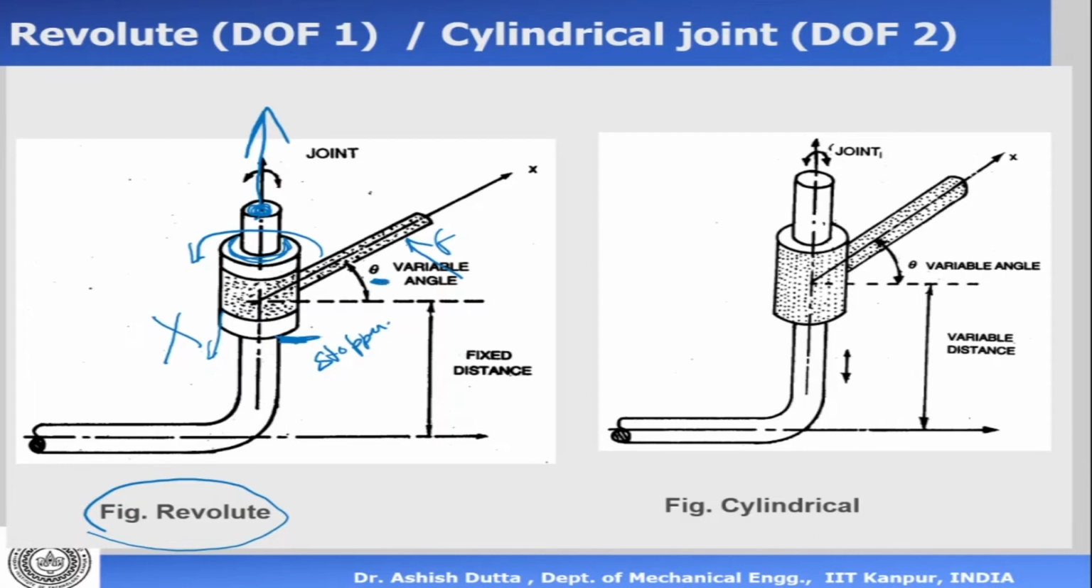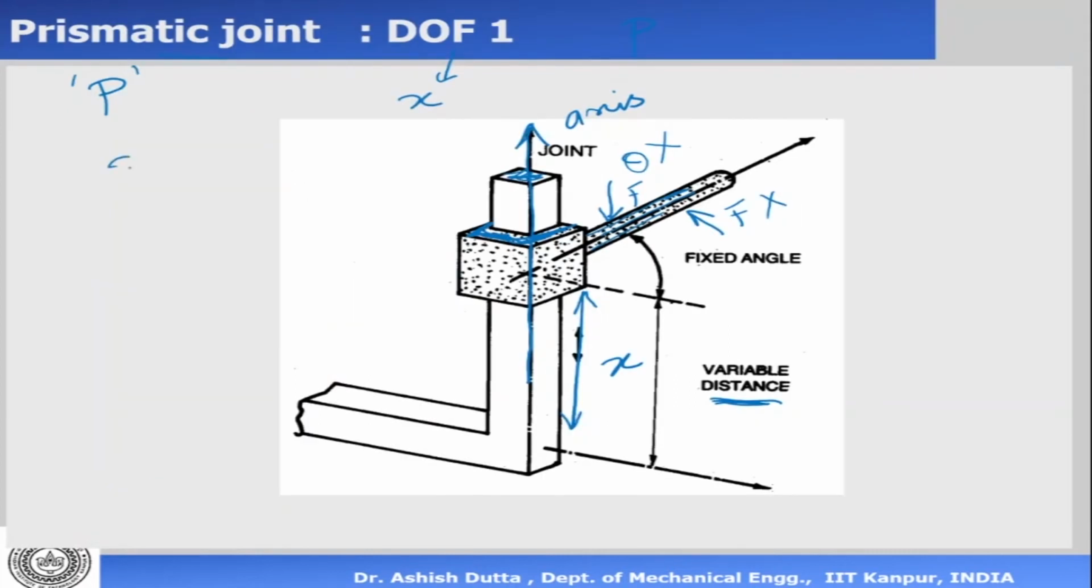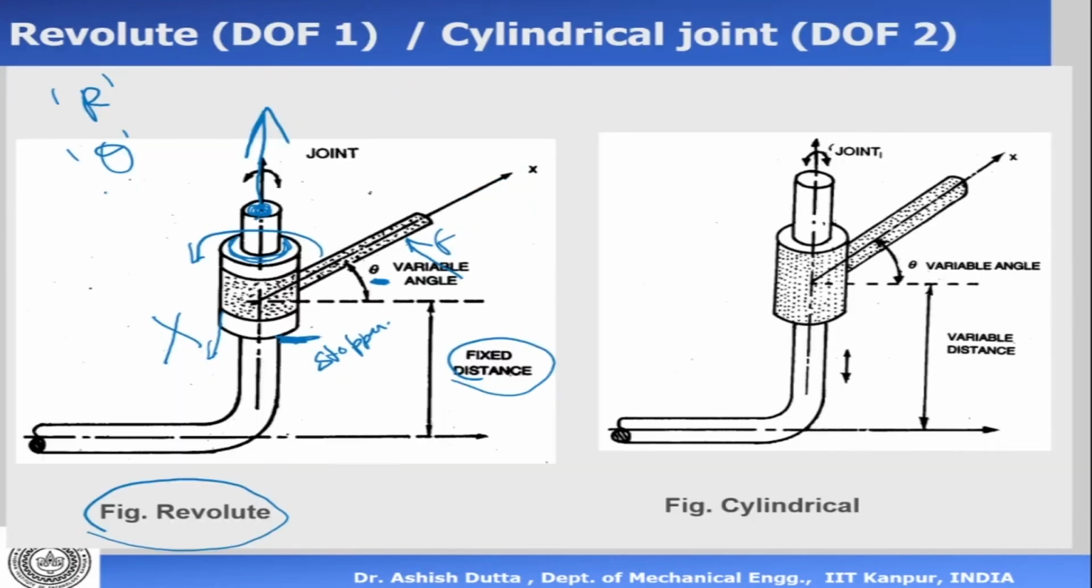So here, this revolute joint has 1 degree of freedom. This is called an R joint, and what is the variable? It is theta. Now the stopper is placed so that this distance is fixed, so it cannot move up and down. So you can see that this is a revolute joint which has 1 degree of freedom. Theta is the degree of freedom. In the previous case, x is the degree of freedom, a translating degree of freedom.